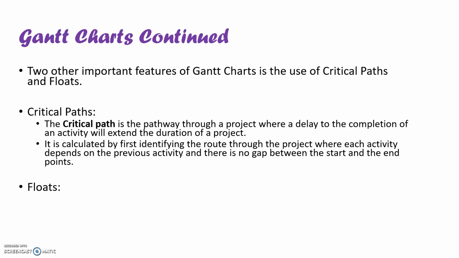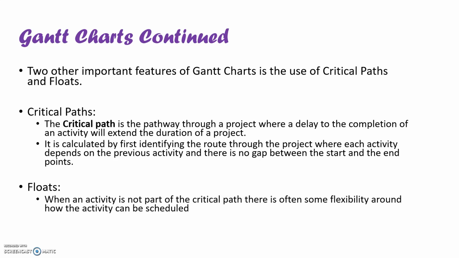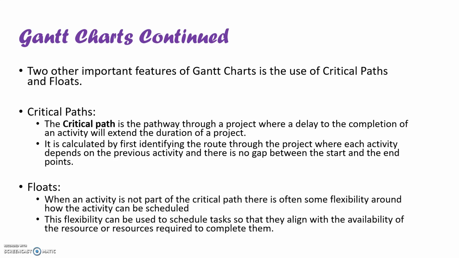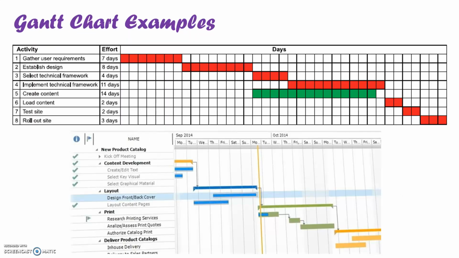You also get something called floats, and the floats are the tasks that we're able to run concurrently. So they don't have to be part of the critical path. There's a little bit of flexibility around when they can be scheduled. They tend to be scheduled around when the availability of resources are, or specific people that need to be able to work on them. And it's based around the critical path where there's perhaps less resources being used as part of that main one. Let's have a look at what that looks like as a real example, okay?